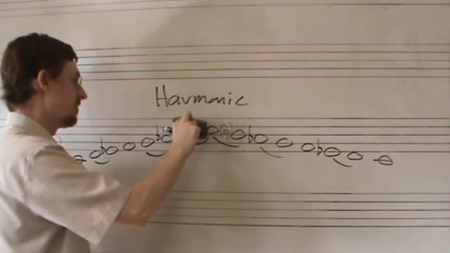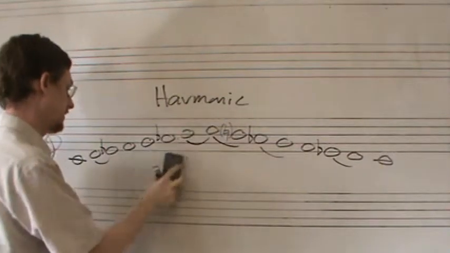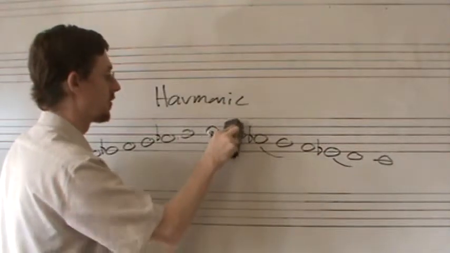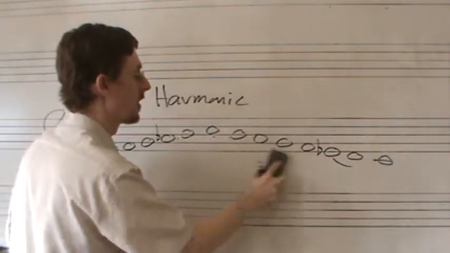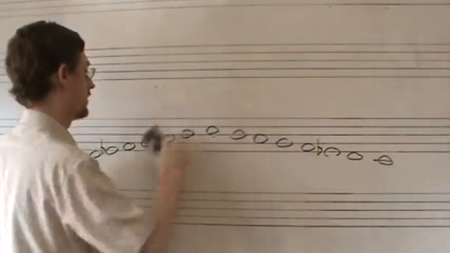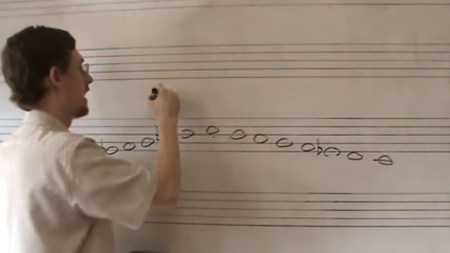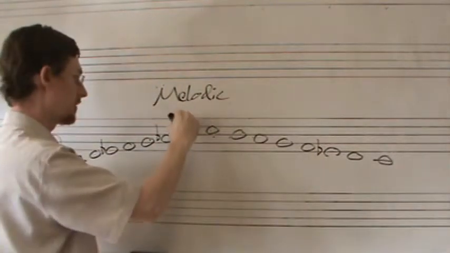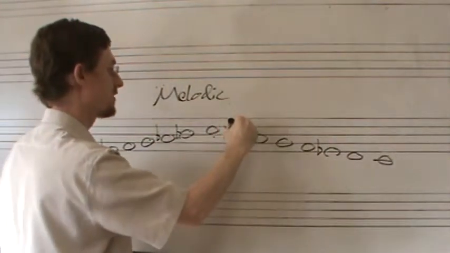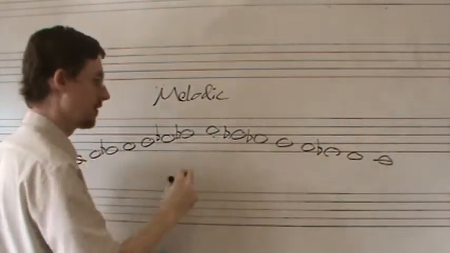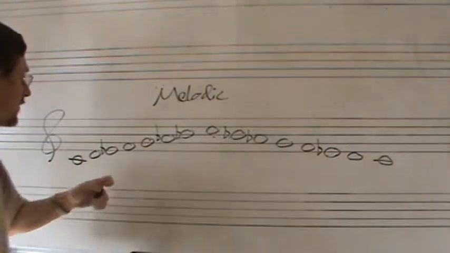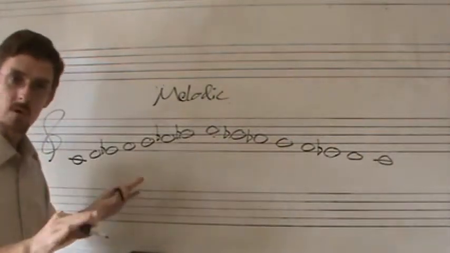Gives this scale a very unique sound. And there's one more scale that we will learn. This is melodic. Okay, I'm going to start from the natural minor scale, as we did before, so we can see what is different. Okay, the third scale degree, still lowered, no problem.